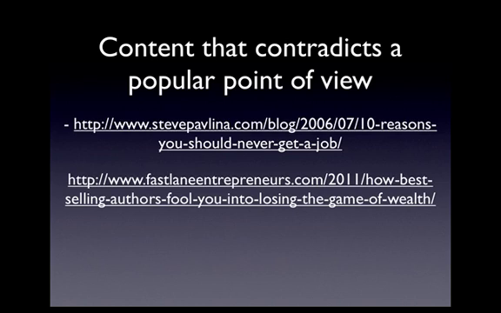And that's because most people would say you should definitely get a job. But he says, no, don't get a job, and here's 10 reasons why not. Very controversial, interesting, people loved it. Another one, written by M.J. DeMarco, author of The Millionaire Fastlane. It's how best-selling authors fool you into losing the game of wealth.